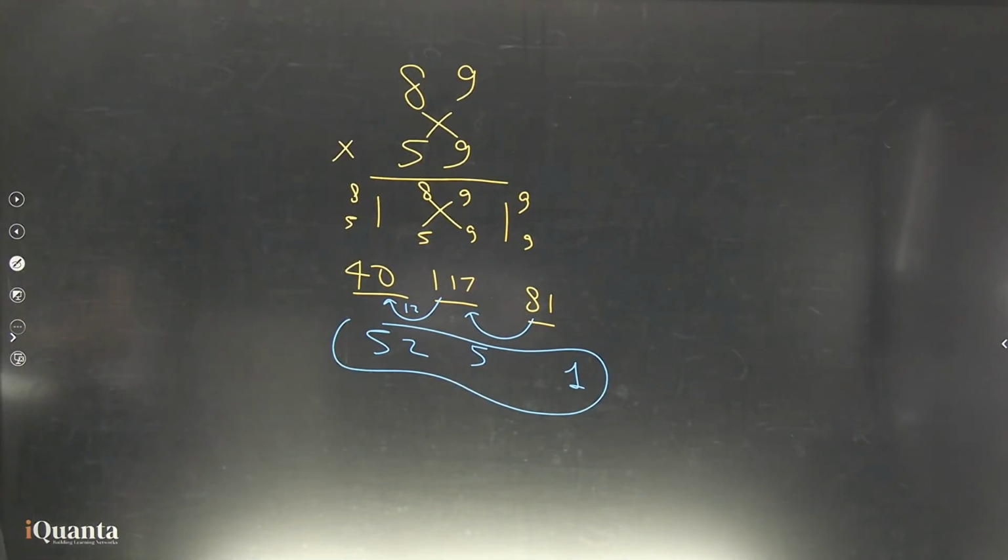Cool? Understood? Everyone? Is my voice low? Subhashmita, just check your calculation once again. The correct answer is 5251. I hope everyone has understood. Great.